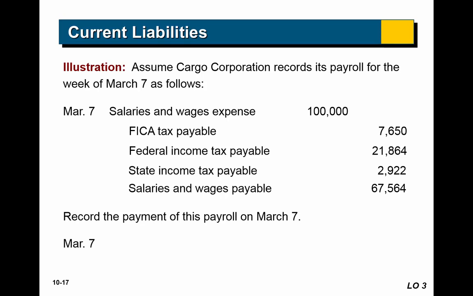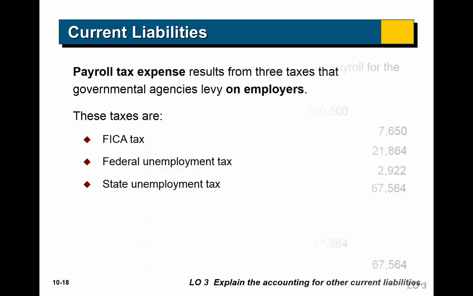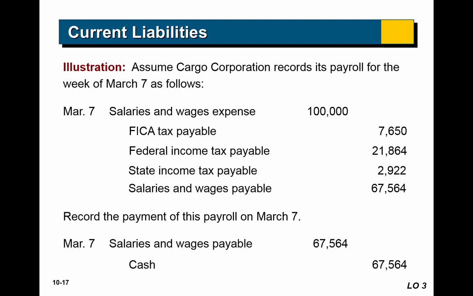Then when they actually pay the payroll on March 7th, the salaries and wages payable goes down, right? They're paying that, and their cash goes down by the same amount. Then, again, what it doesn't show you is in the future when they pay the government those taxes that they've held out, they'll debit those tax accounts or the payable accounts and credit cash.